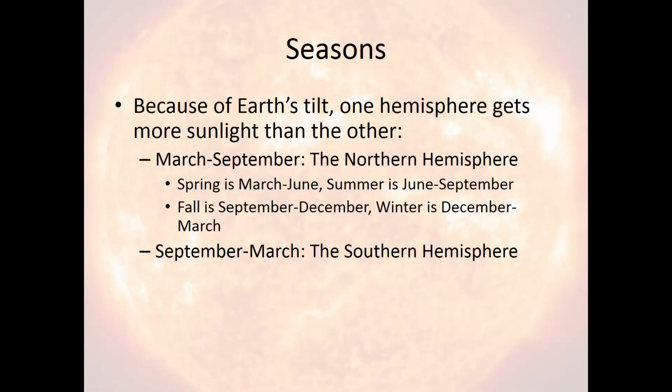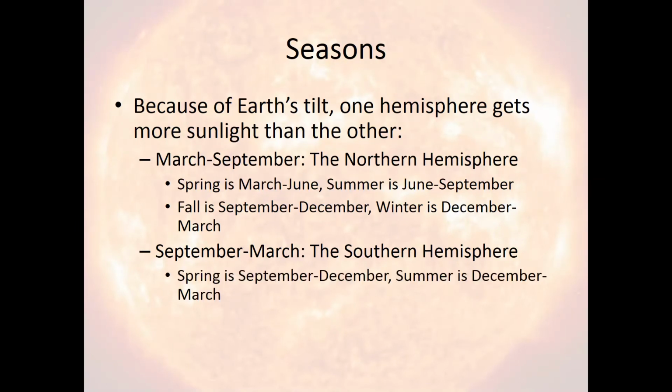In the southern hemisphere, they get more sunlight in the months of September through March. Now, one interesting thing about seasons on our planet is seasons actually flip when you go from the northern hemisphere to the southern hemisphere. As a result, the southern hemisphere's spring is in September through December, and their summer is December through March.